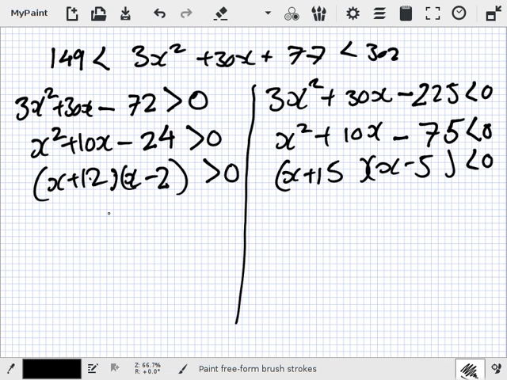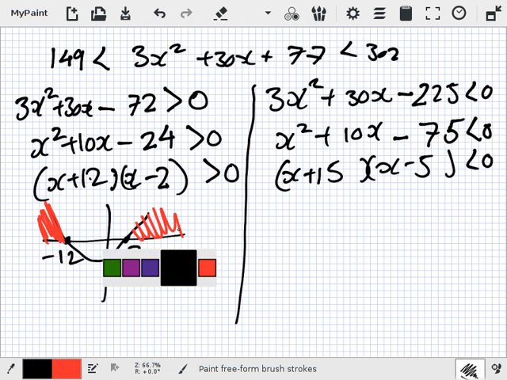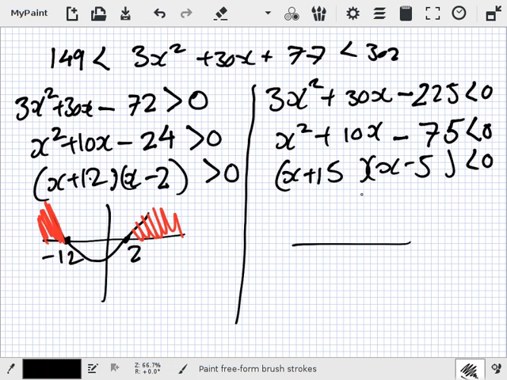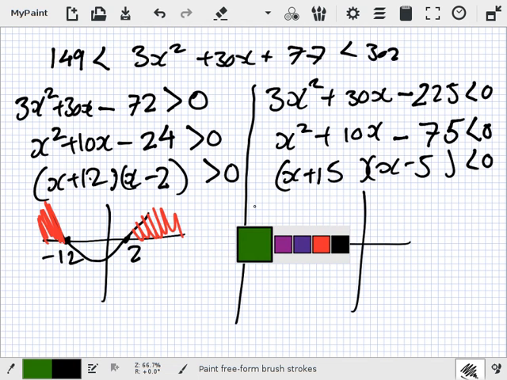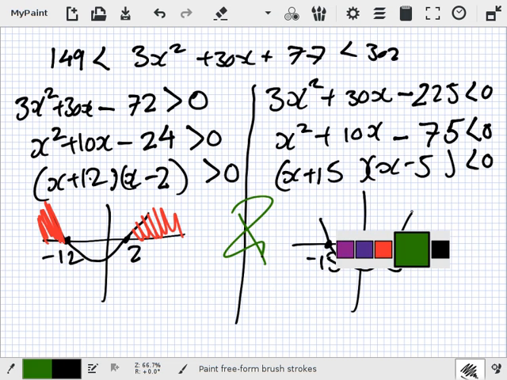Okay, let's look at the two solutions here. So here is minus 12, and here is 2. And here is my quadratic, and am I above or below? You're above. Okay, here's my quadratic. I need both of them. And then here is minus 15, and here is 5, above or below? Below, yeah.